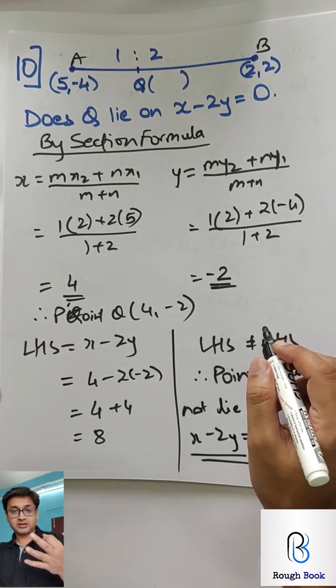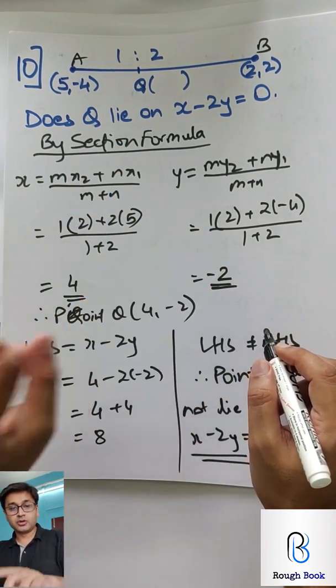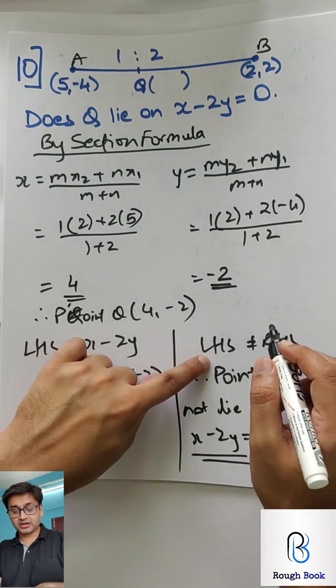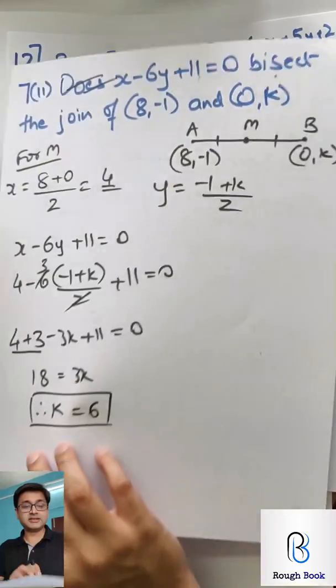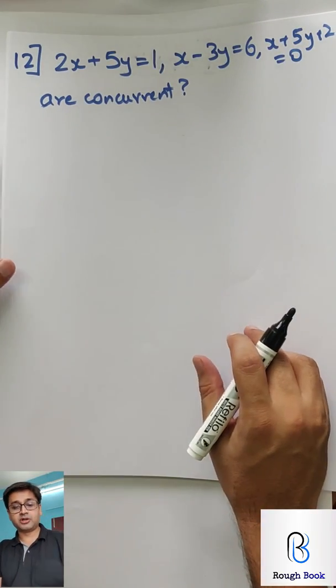So there were 3 parts. First you get the coordinates of Q. Second, put LHS, RHS, and third, say whether it lies or it doesn't lie. Yeah, easy. Let's go to the next one, sum number 12.